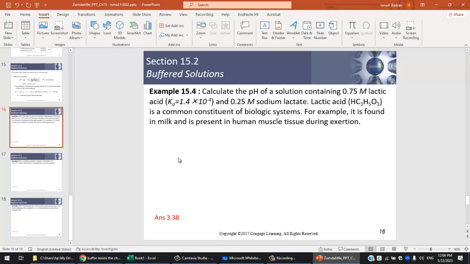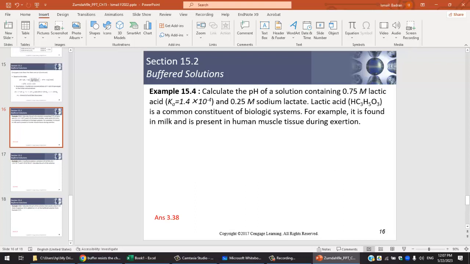Okay, so we have an example here, 15.4 from the book. It says calculate the pH of a solution containing 0.75 molar lactic acid. So lactic acid must be a weak acid because it's giving you the Ka here, and 0.25 sodium lactate. So that's the salt, or that's the conjugate base of the acid. Lactic acid, of course, is a common constituent of biological systems. For example, it's found in milk and is also present in human muscle tissues during exertion.